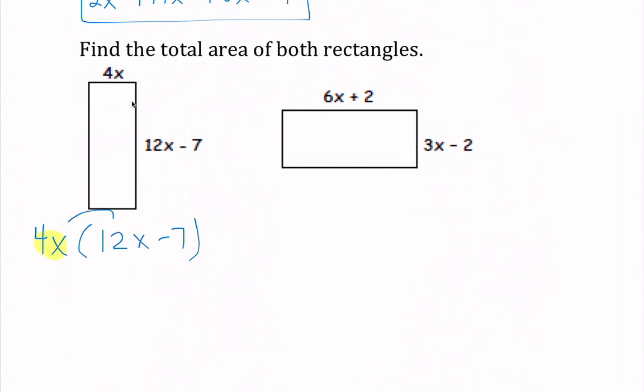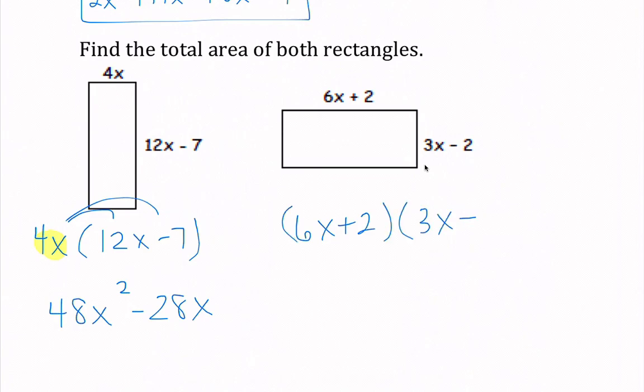So 4x times 12x, that's going to give me a 48x squared. 4x times a negative 7 is going to give me a negative 28x. So that is the area of the first rectangle. So now we find the area of this one. I have 6x plus 2, and I'm going to multiply that by 3x minus 2. That's because to find area, you do length times width.